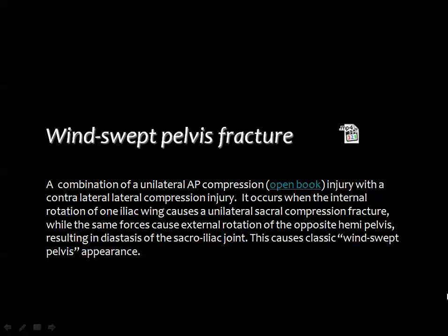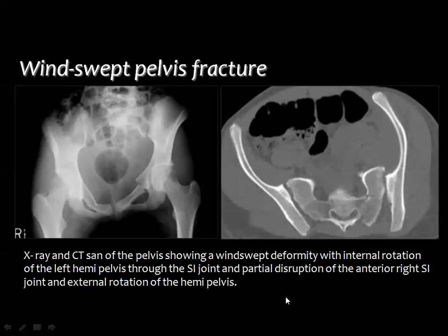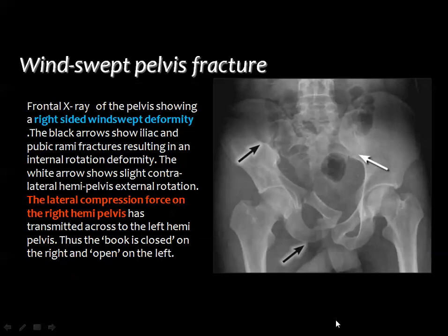Then a combination of unilateral AP compression, which is the open book injury, and contralateral compression injury, which is the windswept compression, will result in this type of trauma. And here you can see the bending of the iliac bone on the left side with disruption of both sacroiliac joints, and you can appreciate also this minor fracture. And if you look for the pubic rami, you can see also the fractures of the superior and inferior pubic rami.